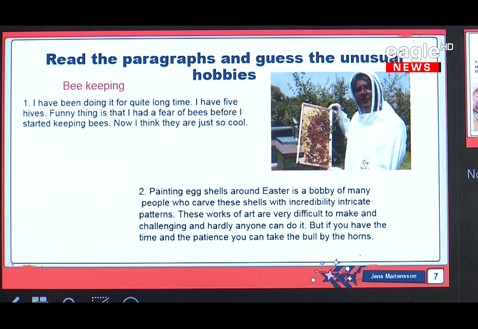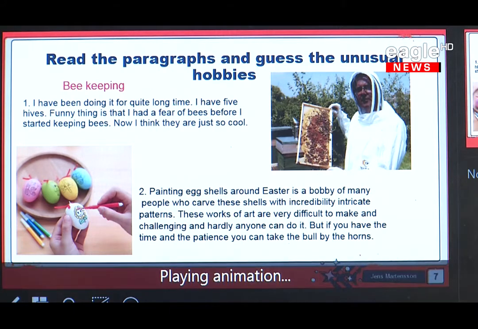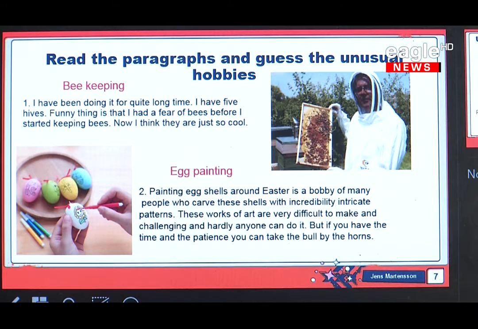Next paragraph. Painting eggshells around Easter is a hobby of many people who carve these shells with incredibly intricate patterns. These works of art are very difficult to make and challenging, and hardly anyone can do it. But if you have the time and the patience, you can take the bull by the horns. I will show a picture. What hobby is it? Egg painting.